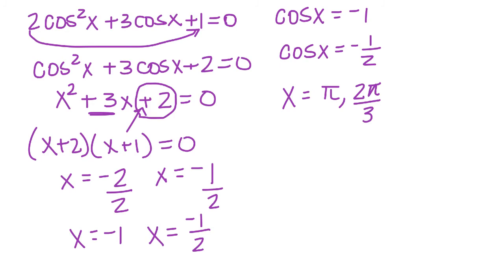Is there another one? 4 pi over 3, because that's in the third quadrant, isn't it? Is that right? Okay. Questions about it? Any questions? Seems okay?